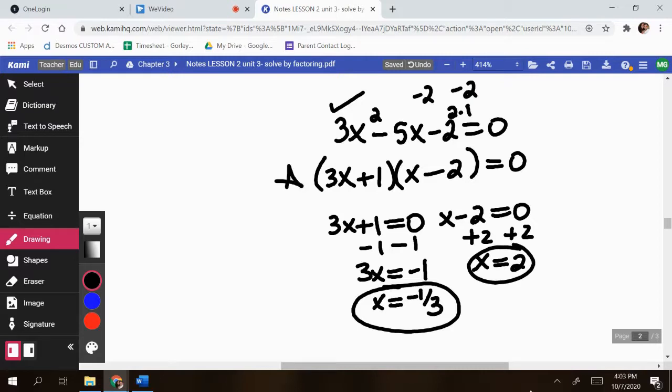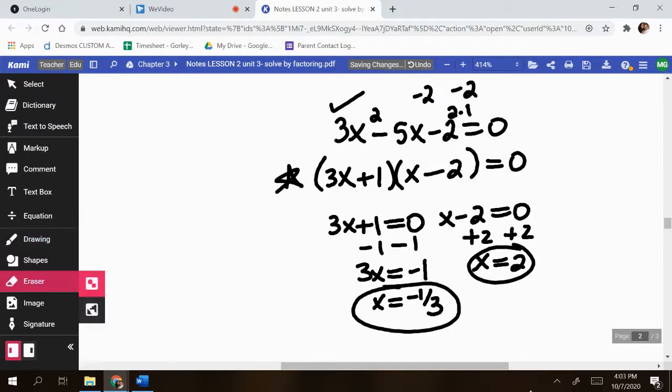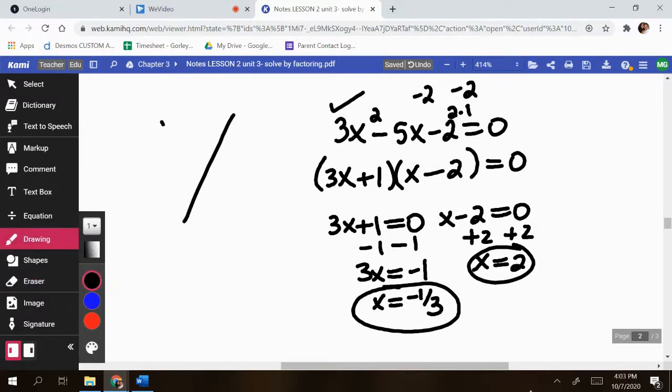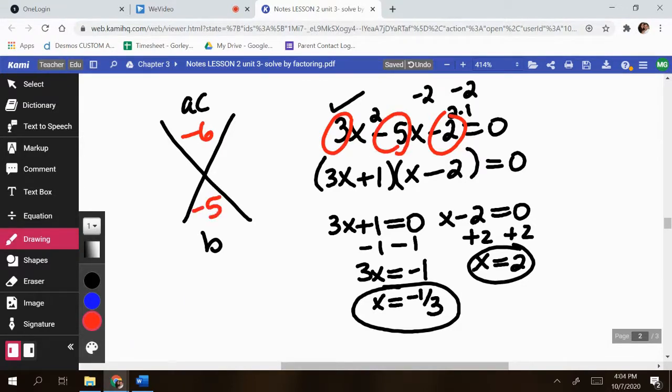Now, you can see that was a little bit harder to do with guess and check. If you wanted to use the x method on something like that, it might be a good strategy. Remember, AC goes up top, so 3 times -2 would be -6. B goes in the bottom. B was -5. Okay, then we've got to put each of these over A, which was 3.